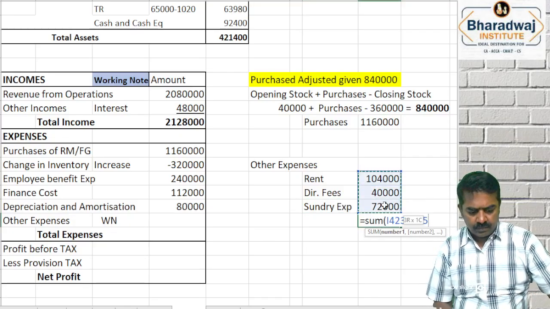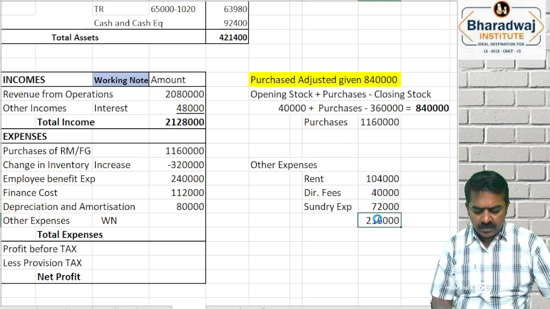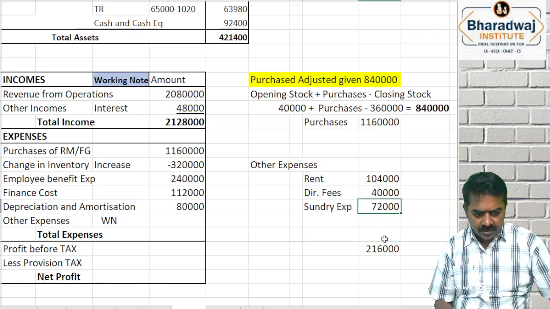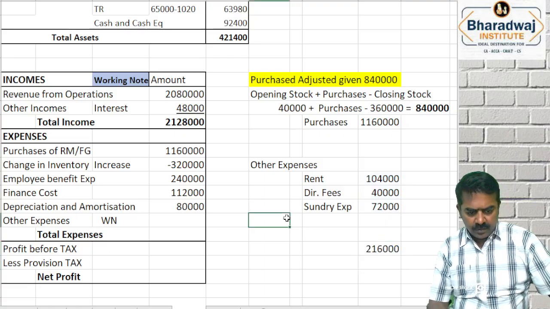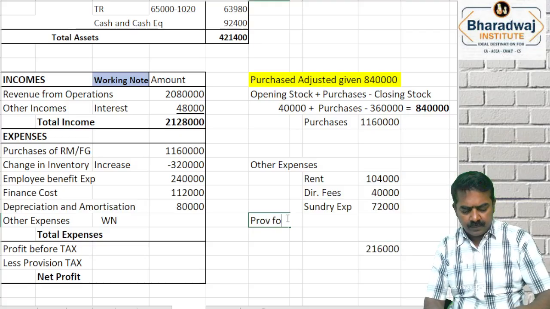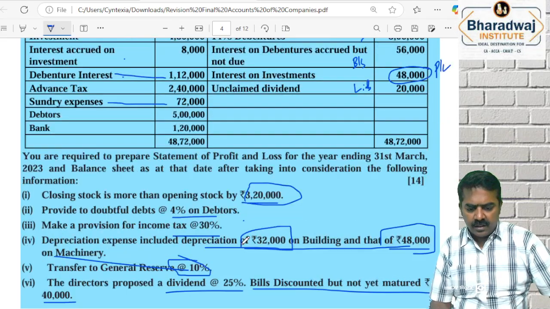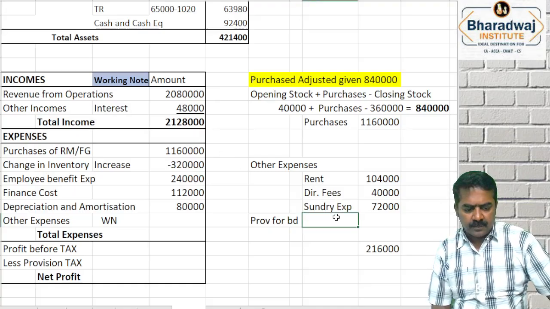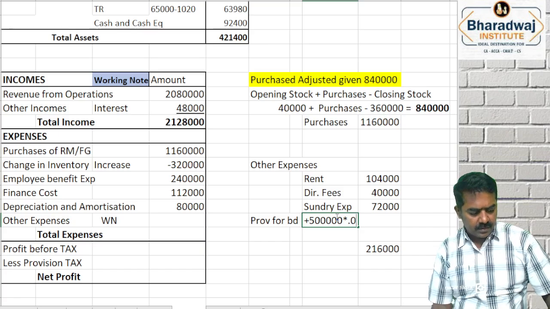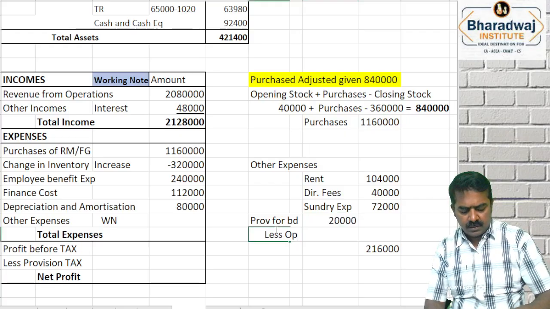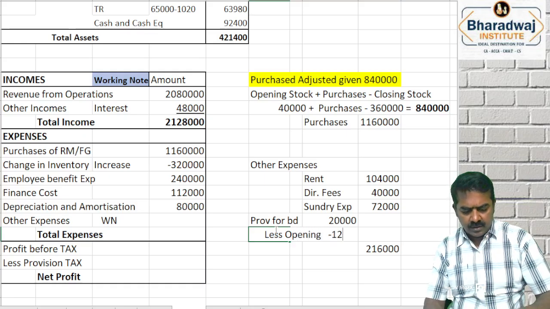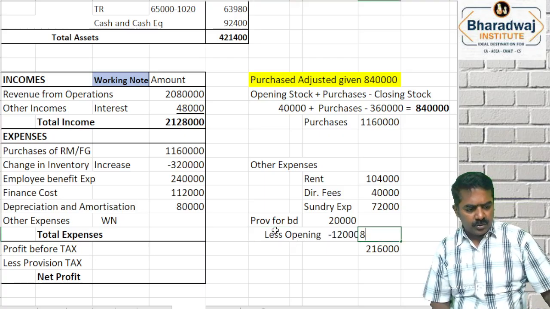Then provision, which provision? Provision for doubtful debts. Provision for bad debts. How much is required? 4% on debtors is given. 5 lakhs into 4% is 20,000. Minus opening balance 12,000. If you deduct the opening balance of 12,000, 8,000 is required.